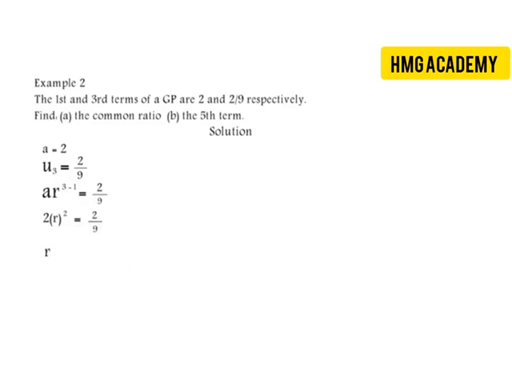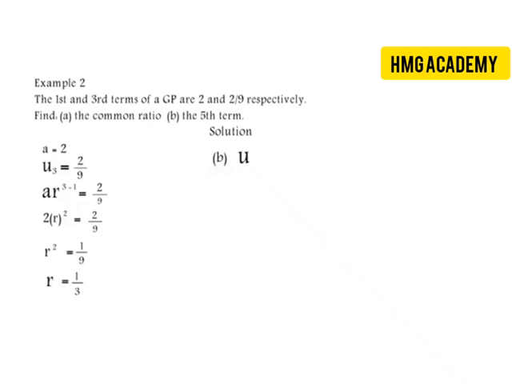When we divide both sides by 2, we have r raised to power 2 equals 1/9. So to get our r, we take the square root of both sides. So our r will be equal to 1/3. Square root of 1 is 1, square root of 9 is 3. Now let's go ahead to see how to get the 5th term now.